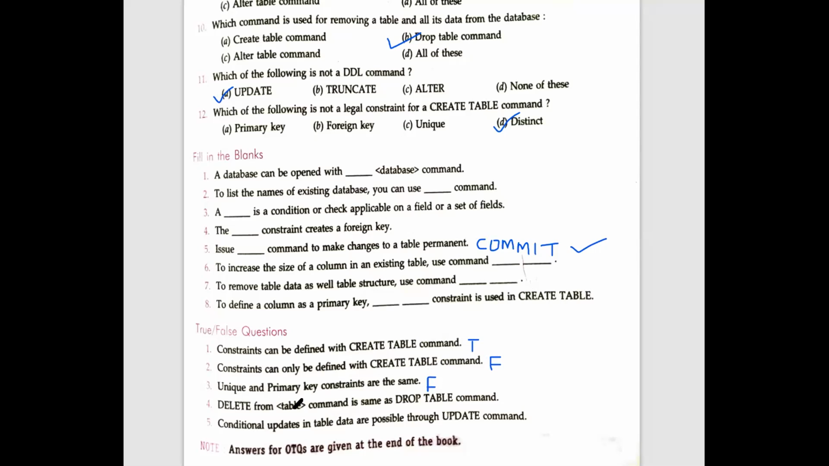Delete from table command is same as drop. No. So delete and drop both are different. Delete is for the data part, whereas drop is for table or for database. Conditional updates in the table data are possible through update command. True. Now, what does conditional update mean? On the basis of any condition we want to update, so in update we can write a where clause, so it is true that yes, we can do that.